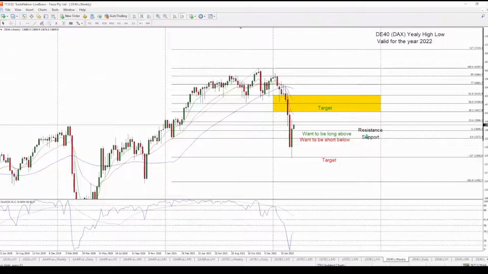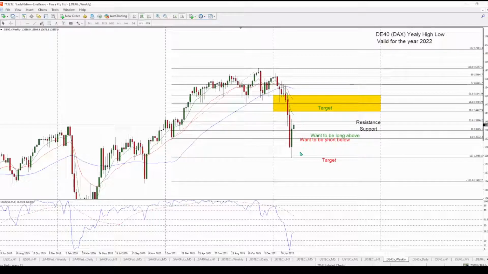On the DAX, yearly high low, resistance 23.6, support the 11, currently trading in between those two levels. Trend is down, 50 above 21 above 8, stochastic below signal line and below that 38.2. Only below this 0 level do we want to be short and aim for the 127. That has been reached below this 0 level. We've got that 127 now, only above the 0 level, which we are pushing right now.